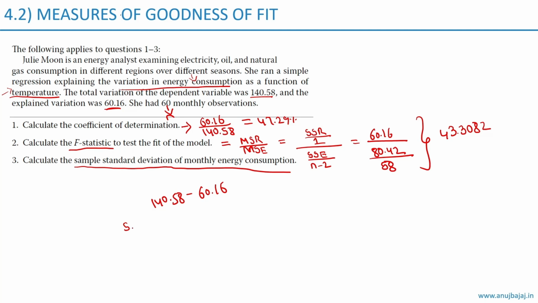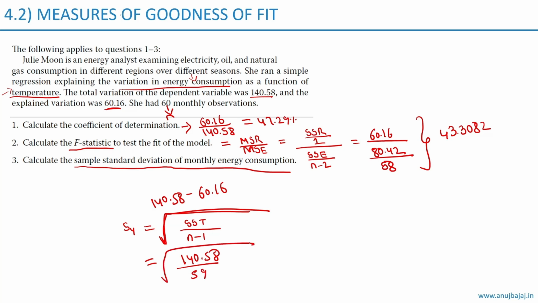The third question is to calculate the sample standard deviation of the dependent variable. So the sample standard deviation of the dependent variable equals, as we have seen in the ANOVA table, the variance, which is sum of squares total divided by n minus 1. And if we take the square root of this, we get the standard deviation. So sum of squares total is 140.58 divided by 59. We take the square root of this. The sample standard deviation is 1.544.